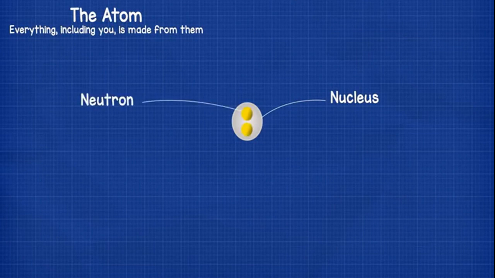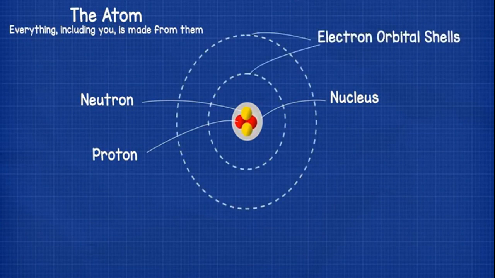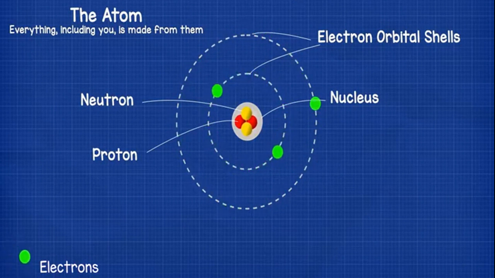Inside the nucleus we have the neutrons, which have no charge, and we also have the protons, which are positively charged. The neutrons and the protons are much heavier than the electrons, so these will stay within the nucleus. Surrounding the nucleus are different layers of orbital shells. These are like flight paths for the electrons. The electrons flow along these flight paths, much like a satellite orbits our planet, except that the electrons travel at almost the speed of light.